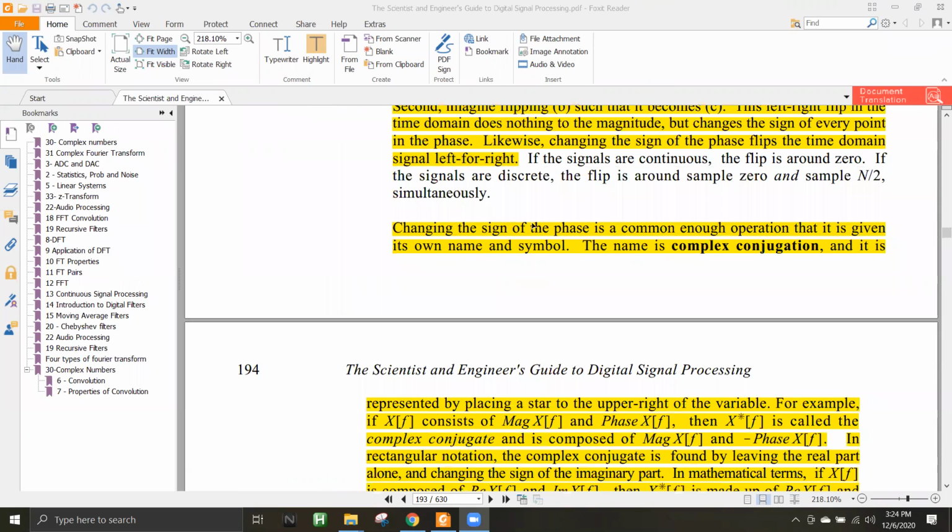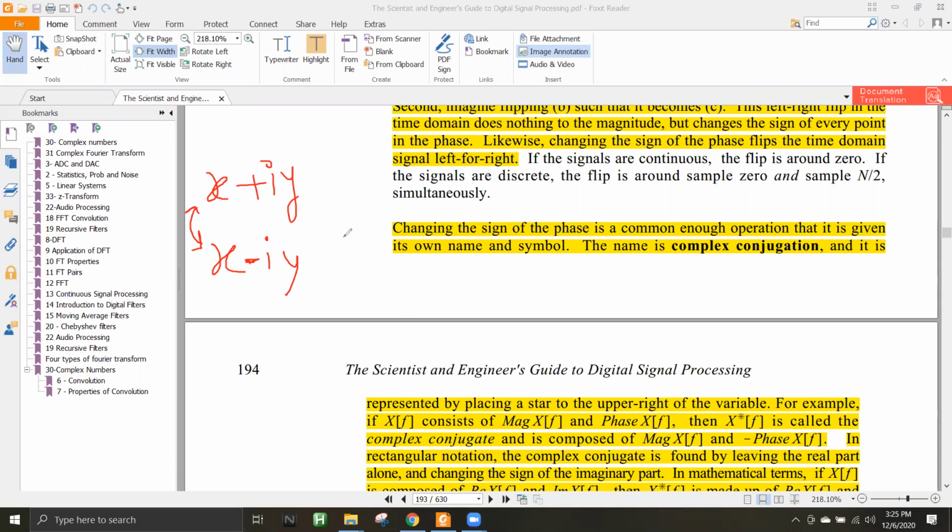Changing the sign of the phase is a common enough operation that it has been given its own name and symbol. We already know about this from our intermediate level. We call this complex conjugation. If you remember from intermediate level mathematics, x plus iy has its corresponding complex conjugate x minus iy. That means only inverting the sign of the imaginary component. They are the complex conjugates of each other.